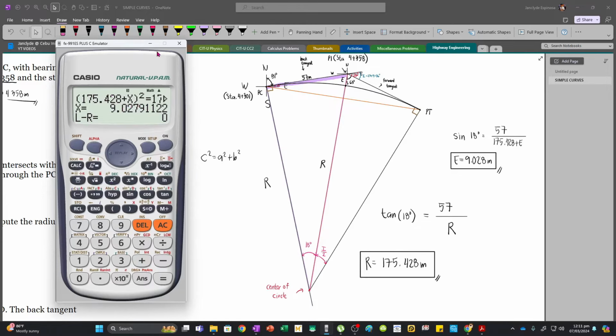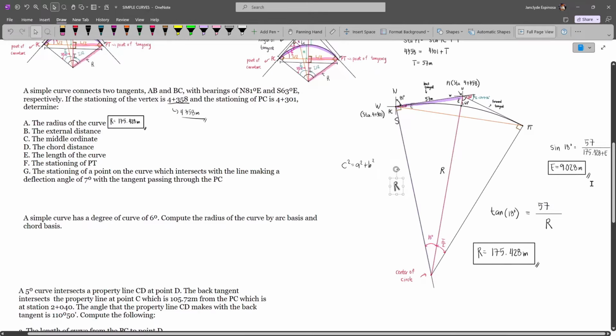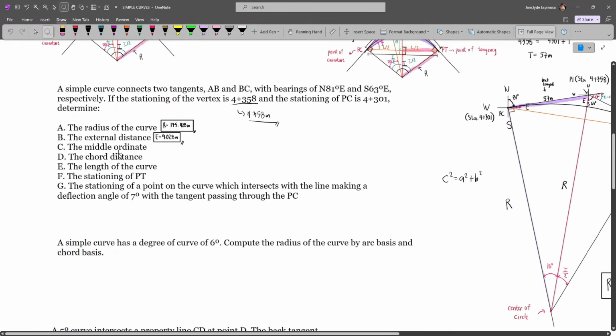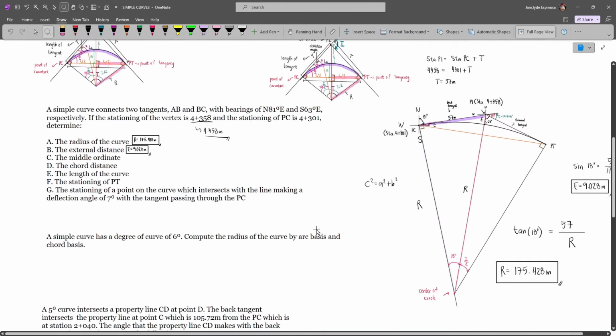So depende na yan sa'yo. Kung alam mo talaga yung figure, wala ka ng problema sa formulas. And so this is our answer for letter B. And so dito na tayo sa letter C. We have to compute the middle ordinate.